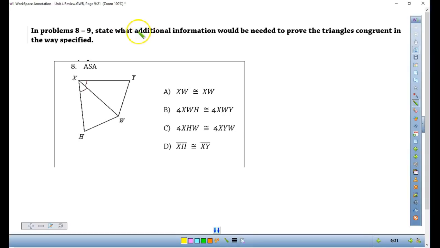Okay, now here's the ones where when you first learned them you struggled a little bit, but we made some progress. What additional information would be needed? So we're going to either have to match a side or an angle to prove the triangles are congruent in the way specified. So for the next 2 problems, they're going to give us a way.